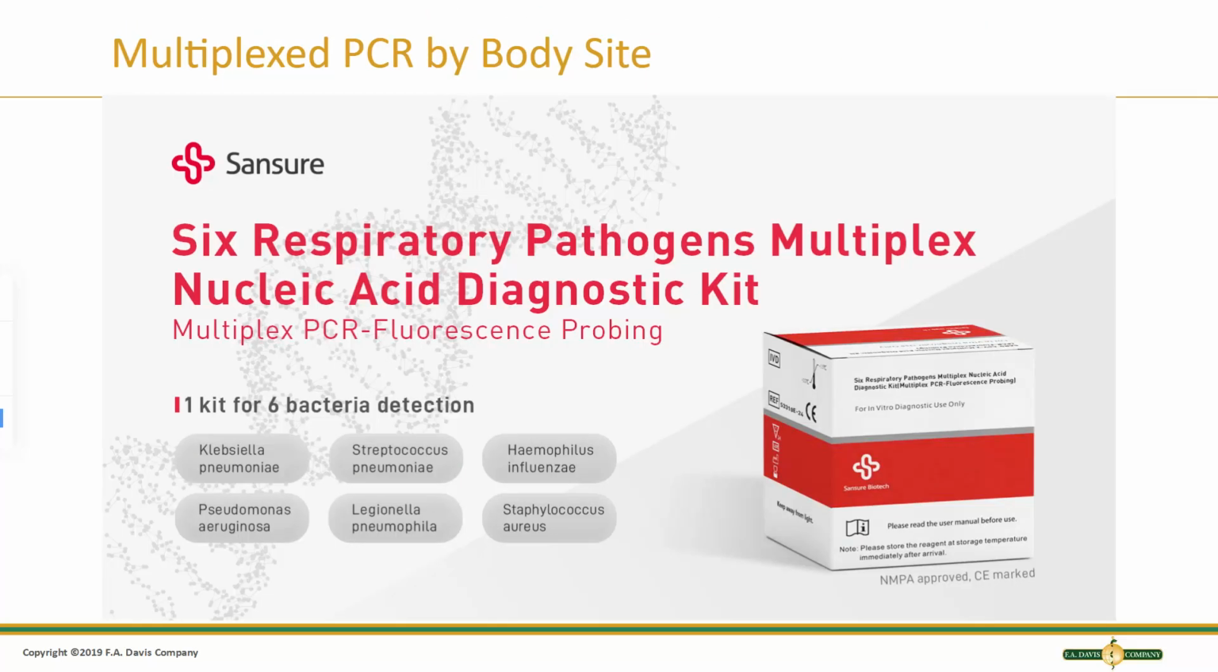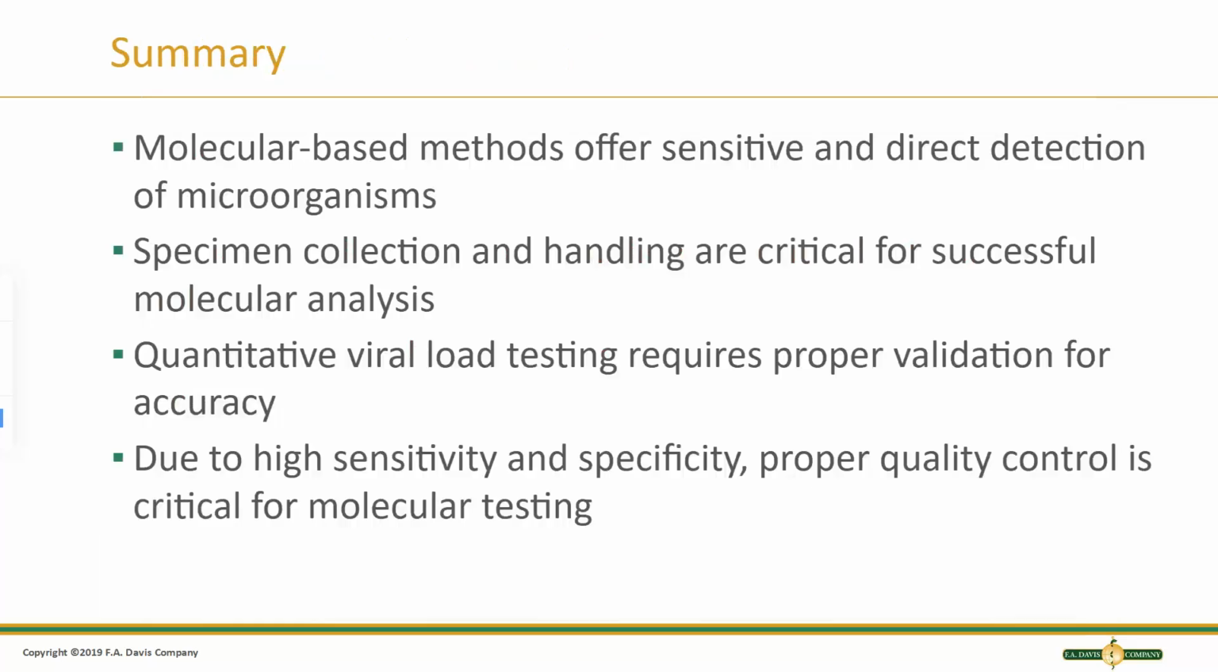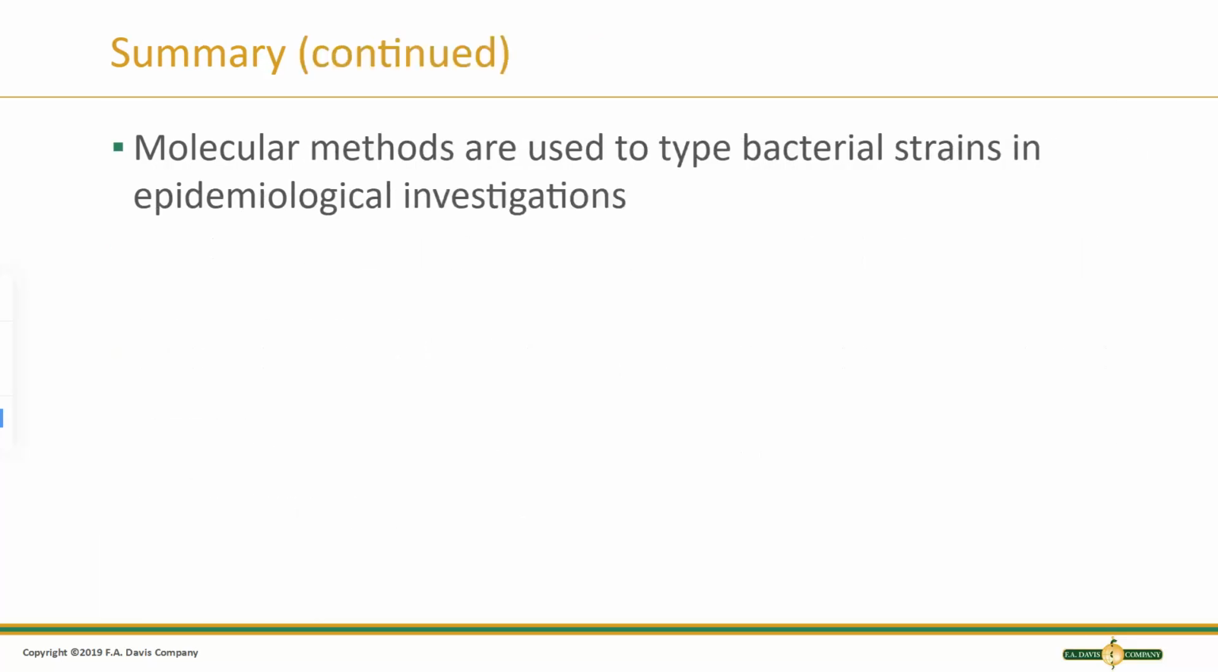As I mentioned in the beginning, multiplex PCR by body site is becoming available. This is one kit for detection of 6 bacteria based on the body region. It has Klebsiella pneumoniae, Streptococcus pneumoniae, Haemophilus influenzae, Pseudomonas aeruginosa, Legionella pneumophila, and Staphylococcus aureus. There are different kits available for different categories of microorganisms. And then you can go ahead and review the summary.